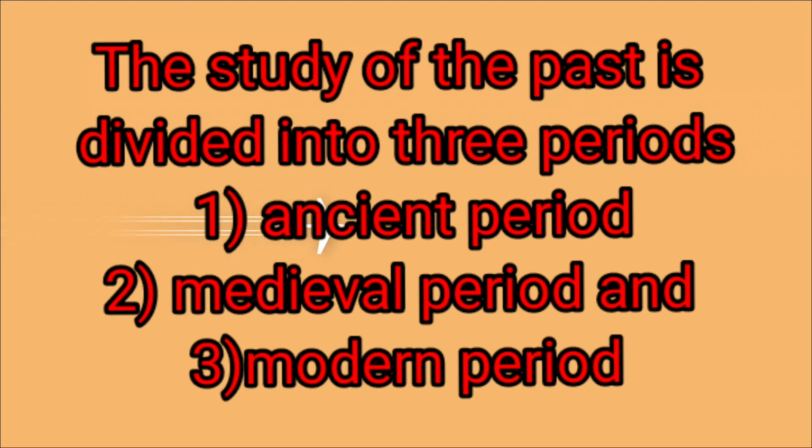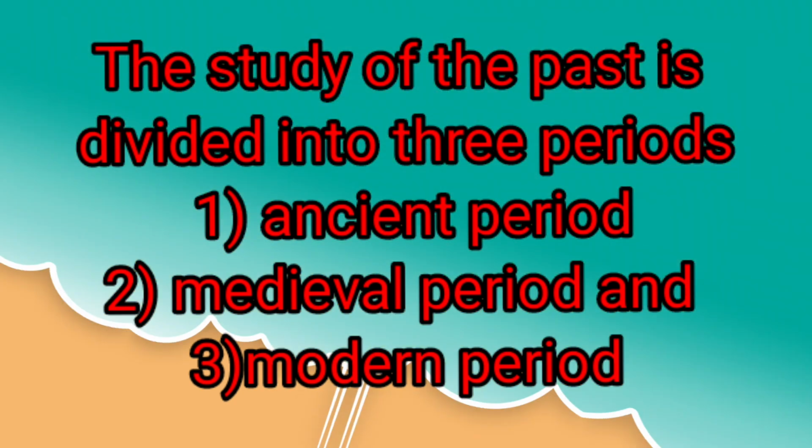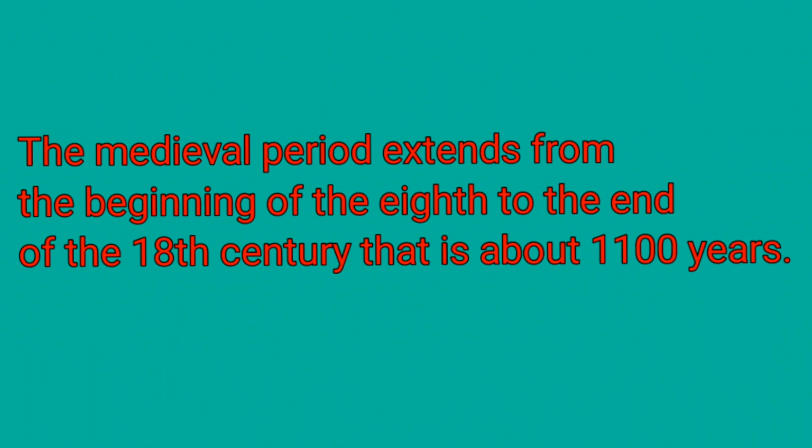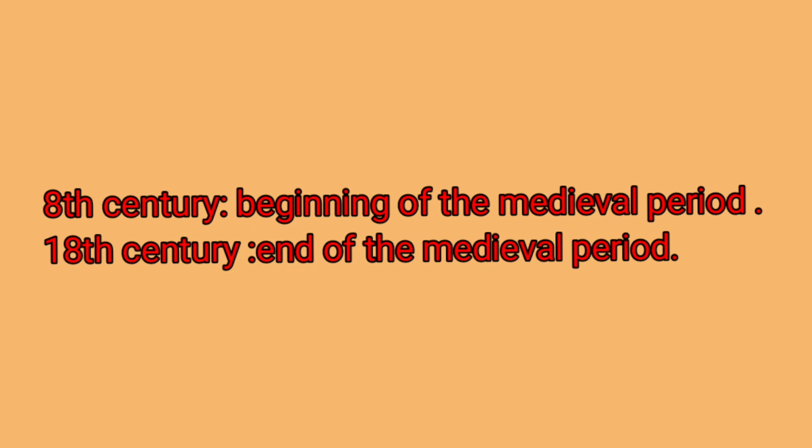The study of the past is divided into three periods: ancient period, medieval period, and modern period. The medieval period extends from the beginning of the 8th to the end of the 18th century, that is about 1100 years. 8th century is the beginning of the medieval period. 18th century is the end of the medieval period.